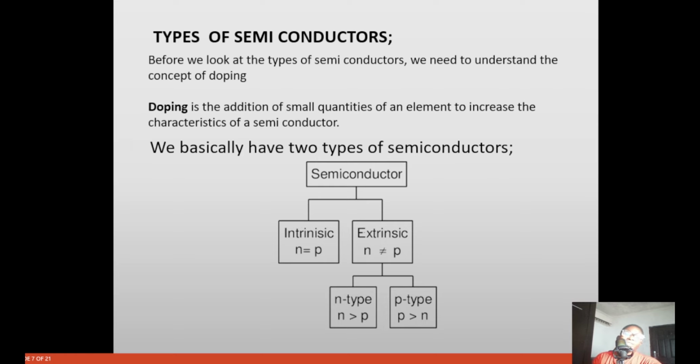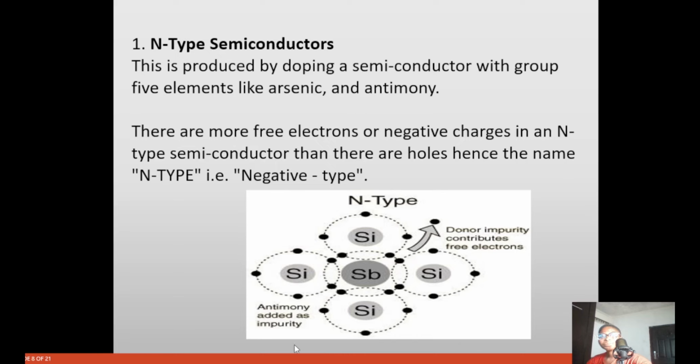We basically have two types of semiconductors. We have the intrinsic semiconductors, and we have the extrinsic semiconductors. And we are going to explain that. Don't worry, you're going to understand these types of semiconductor as we proceed.